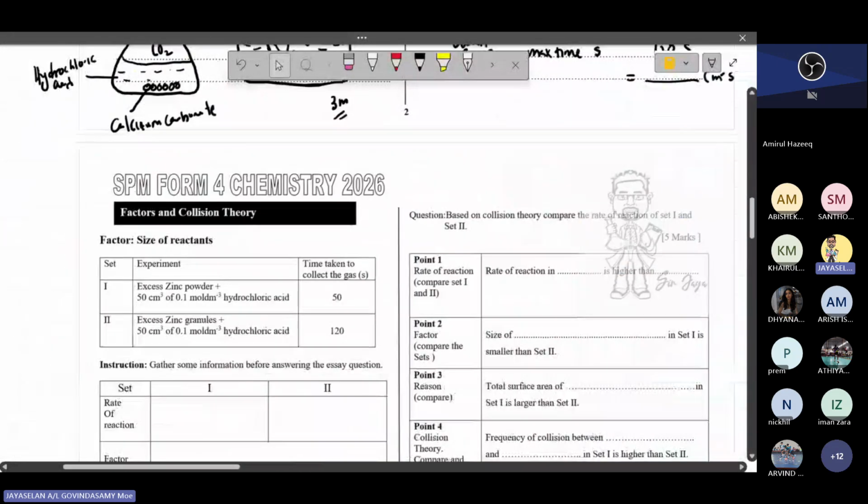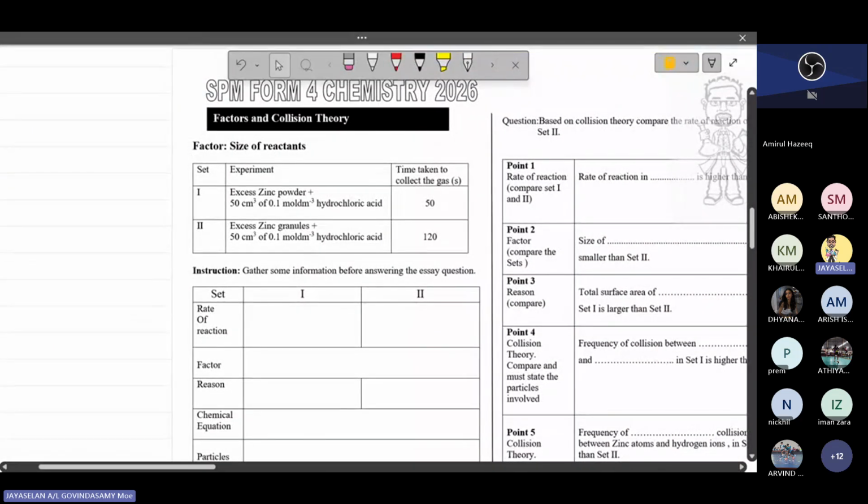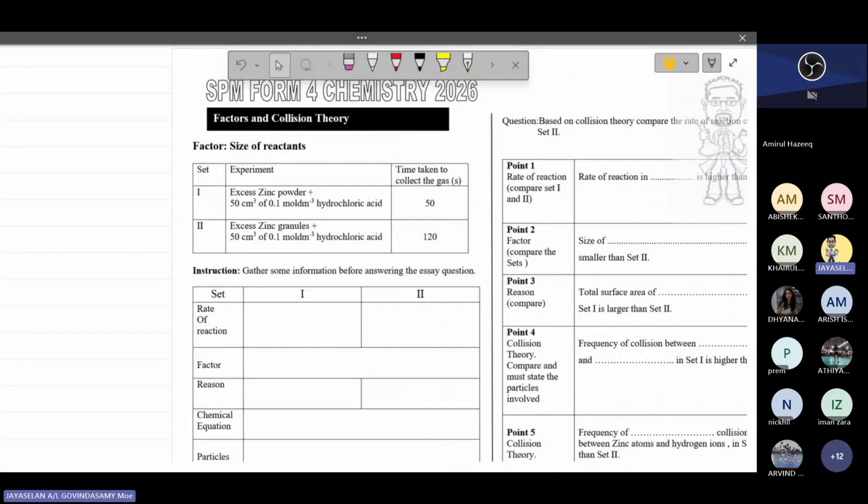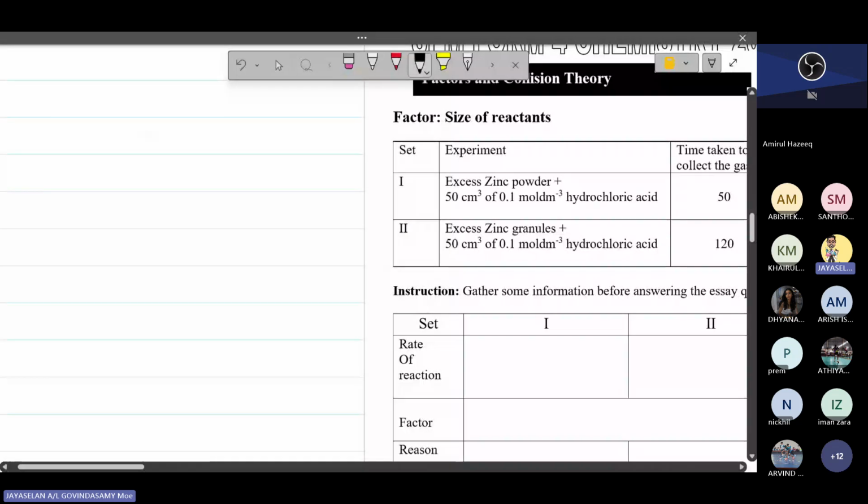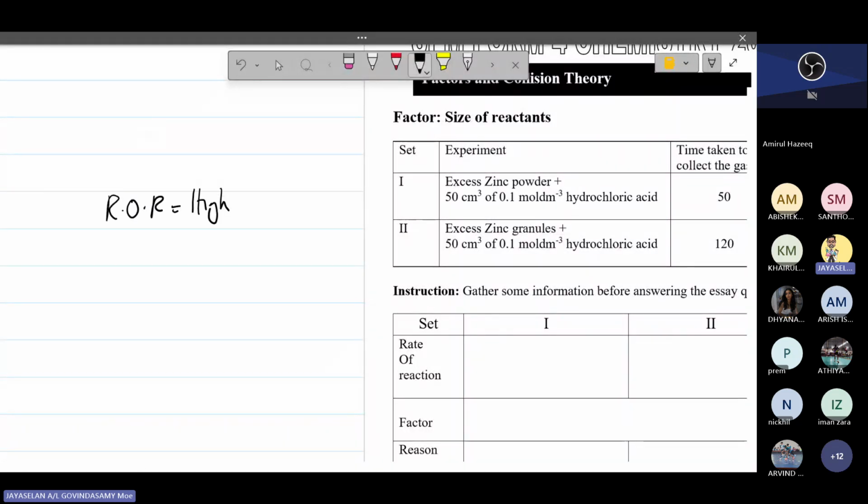Okay, now I want to go to collision theory and factor essay question. I will teach two, one you guys do. Collision theory and factor. Please remember before I start, I put here rate of reaction. For rate of reaction you must put this word only: higher. I don't want faster, I don't want greater, I don't want increase. I want higher or lower. That's all. Understand? That is why I justified just now.